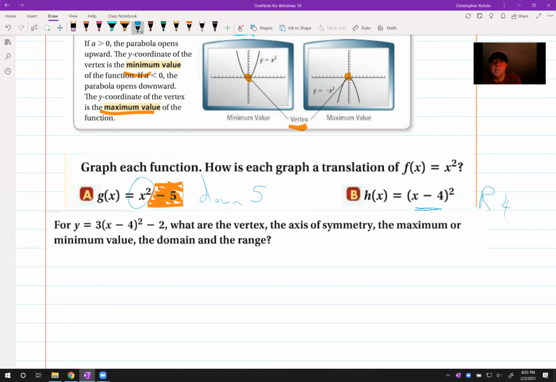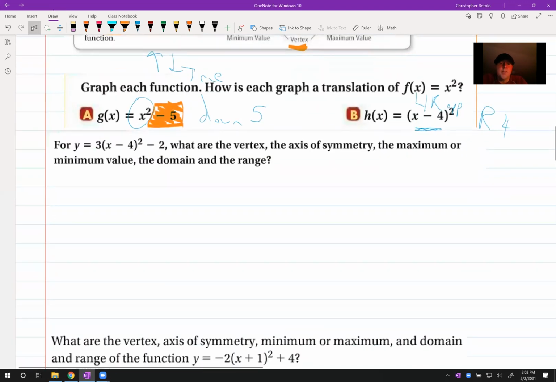Remember, the inside is going to be left and right, and it's opposite of the way it looks. The outside is up or down, and it is true to the number that you see. All right. So we're going to put those two ideas together. We dealt with this primarily with the absolute value, but we still have an inside part and an outside part as we take a look at the next step.